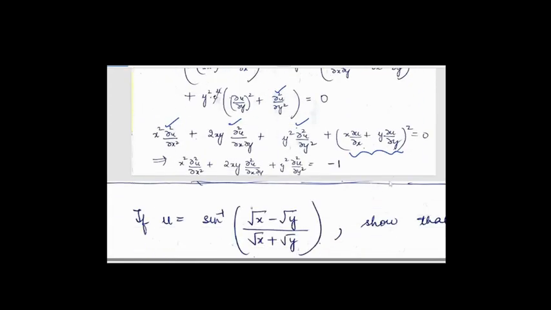So using that, you obtain the expression for the second order derivative, the desired equality. You had to find the value of the expression x square del 2u by del x square plus 2xy del 2u by del x del y plus y square del 2u by del y square, and that turns out to be -1, because when you take it to the other side its value is 1, so it goes to the other side to make it -1.